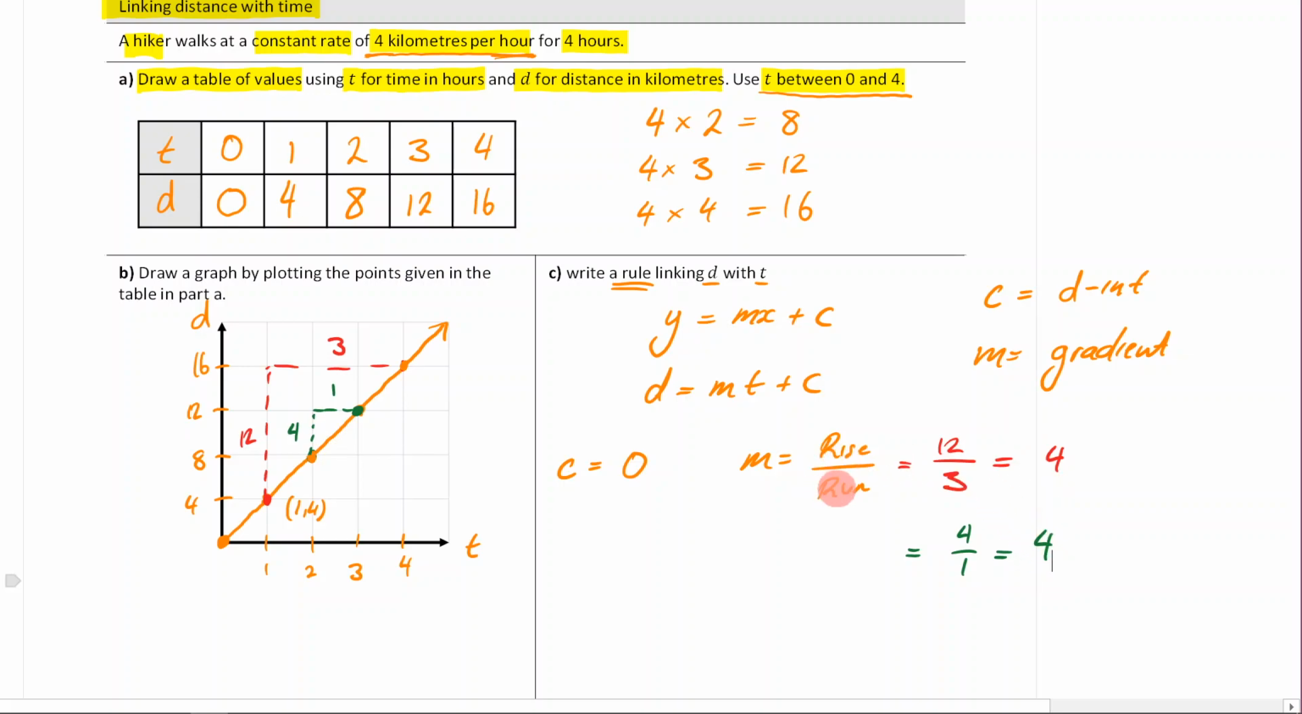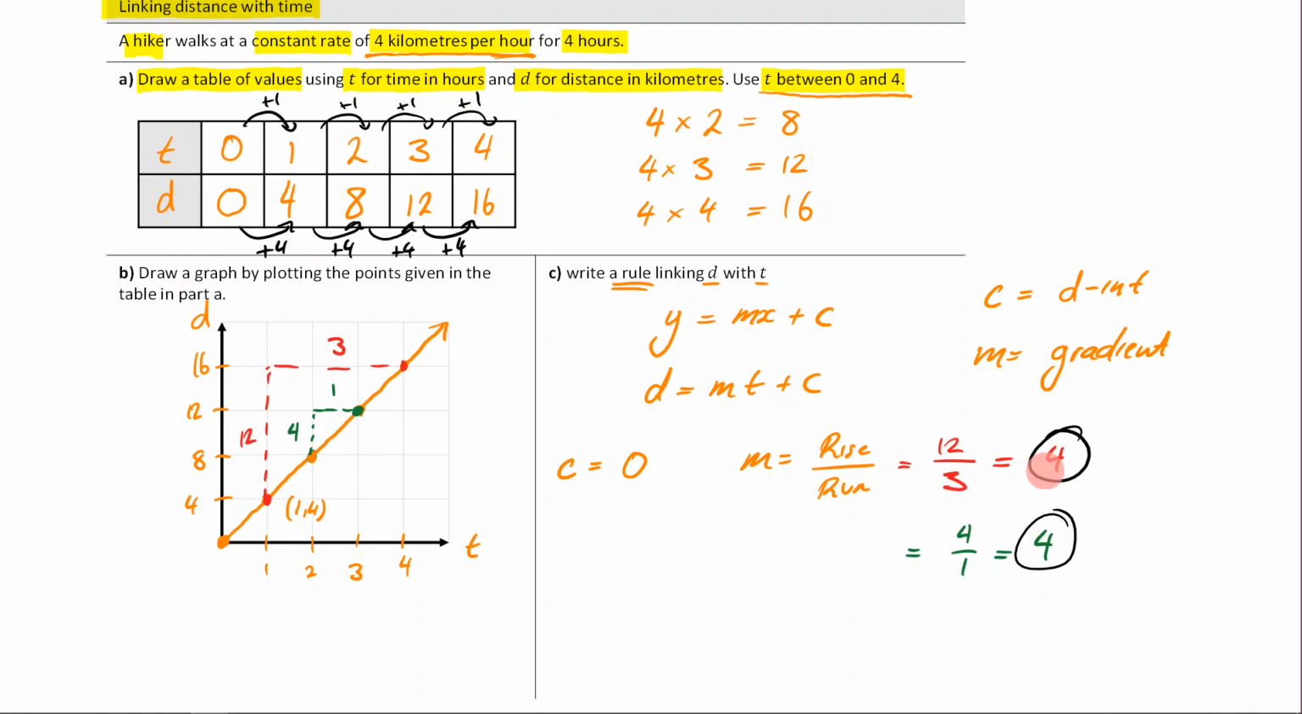Now, there's actually another way we could figure out the gradient without having to figure out the rise and run, and it's by looking at our table of values. Here is my table of values. We've learned in previous lessons that the way you can find the gradient is simply doing this. I know that I'm going up by 1 each time, and when that's happening, I just need to see what the difference in my y values is. Well, what's the difference in my y values here, or d values, if you want to be correct? Plus 4, plus 4, plus 4, plus 4. It doesn't matter which way you do it, as long as you understand what the gradient is.